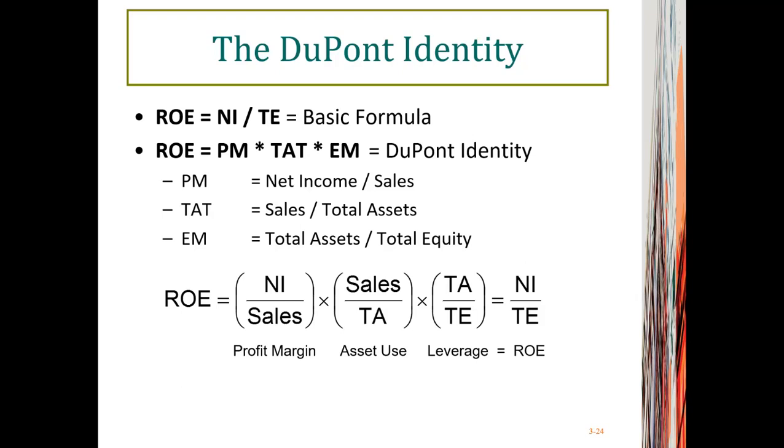And this DuPont identity deals with just one important ratio, that is ROE. What is ROE? Return on equity. Return on equity is one of the most important profitability measures. It measures how efficiently the company is generating profit for its shareholders.